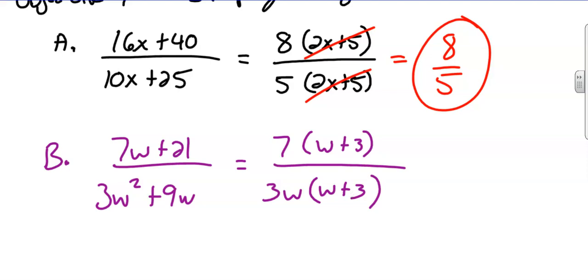All right, and same thing again. You've got the w plus 3s are the same. Those will cancel. Nothing you can do with a 7 over 3, so it's just going to stay. That will be your final answer.